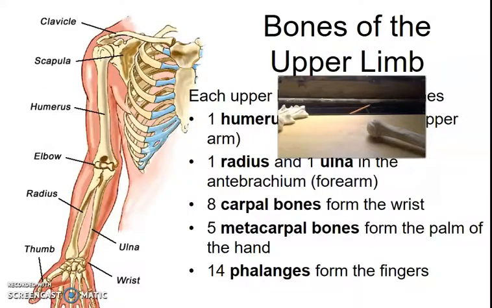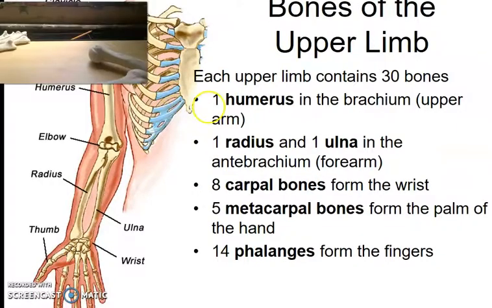So, bones of the upper limb. The humerus is in your brachium. So this is the humerus right here. We have one radius and one ulna. The ulna actually has a U right there. We're going to learn that's the trochlea. And this is the medial bone of your forearm.